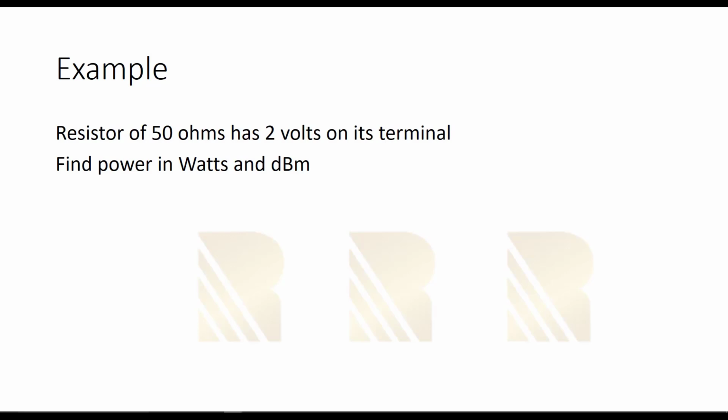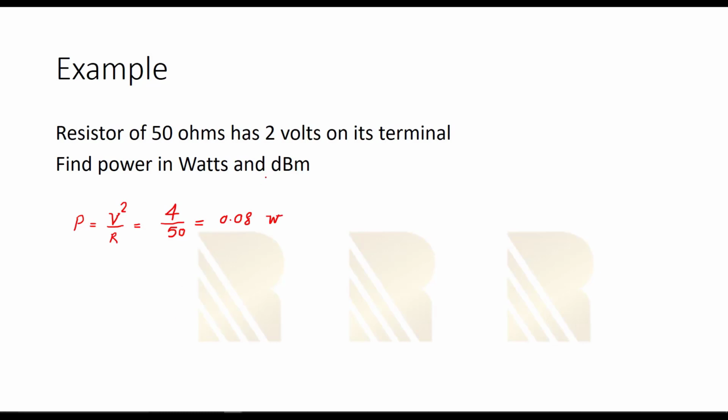In this part, we are going to solve a problem for the power in dBm. Let's assume that we have a resistor and this resistor has a voltage of 2 volts on its terminal. We are going to find power. So we said for a resistance P is equal to V squared over R. And the V is 2 volts, so it should be 4. And the value of resistor is 50. So it means that our power is 0.08 watts.